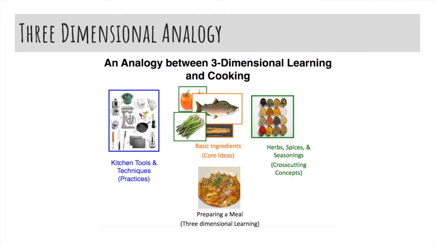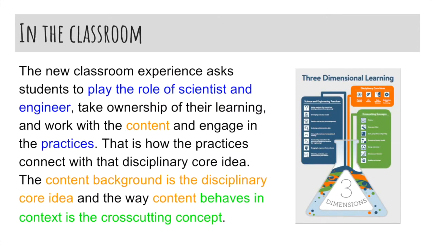3-dimensional teaching is like cooking. The kitchen tools needed to make a meal are like the science and engineering practices. It is what the students are doing. The basic ingredients in your meal are like the disciplinary core ideas. It is the substance or content the students need. Lastly, we have the herbs, spices, and seasoning, which would be the cross-cutting concepts. The cross-cutting concepts pull the learning together to make it meaningful. It adds spice. Using the tools, ingredients, and spices to prepare a meal would be like 3-dimensional teaching. You need all 3 parts for students to make meaning of the learning.